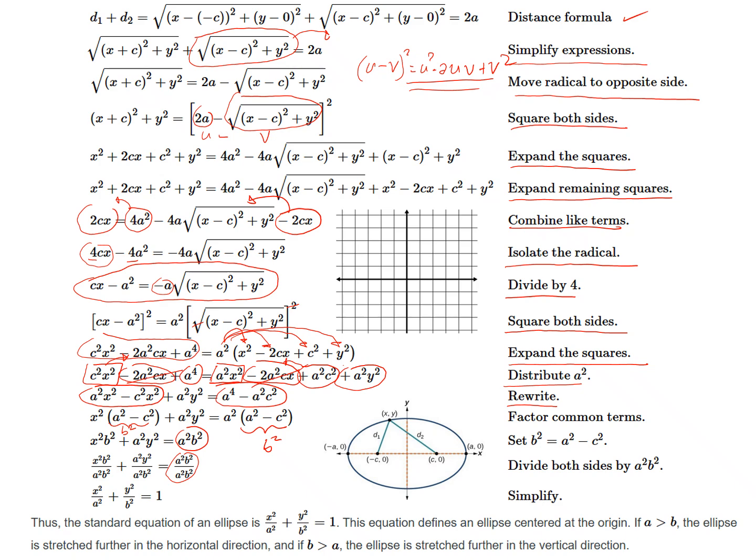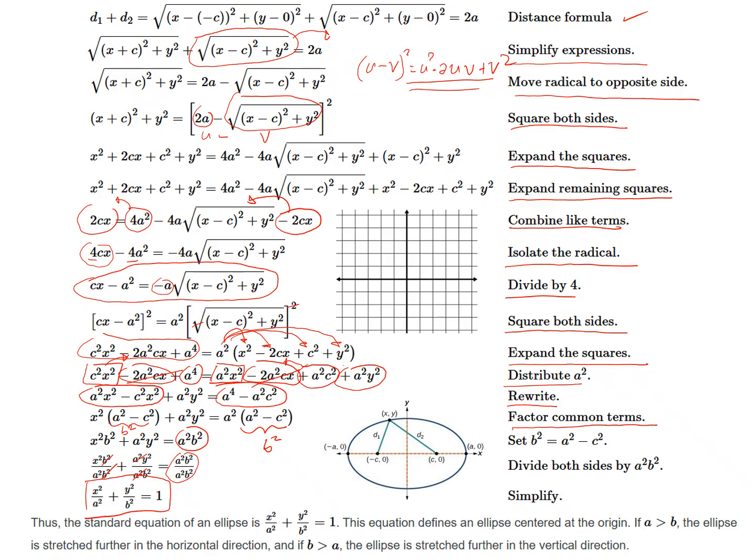And on the left side, when you divide this, we have e squared, and e squared cancels. On the other side, we have b squared and b squared cancels. So that's why we have here x squared over a squared plus y squared over b squared equal to 1. Okay, so this is the derivation.